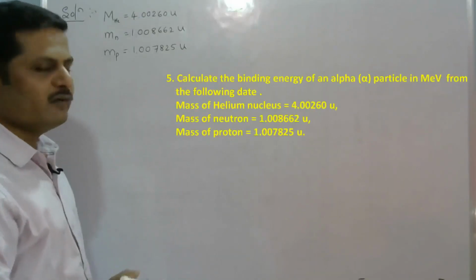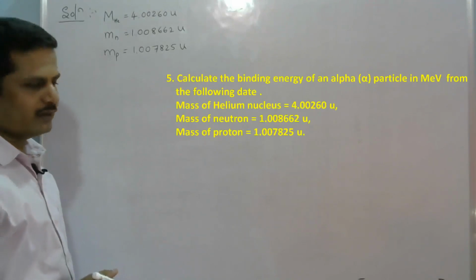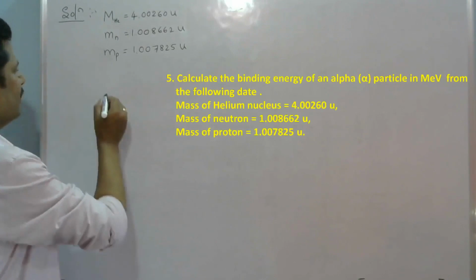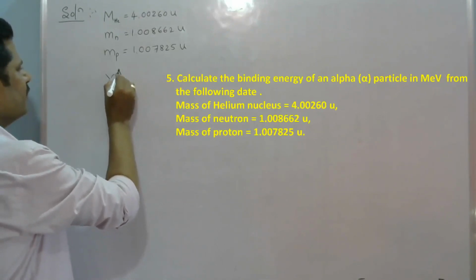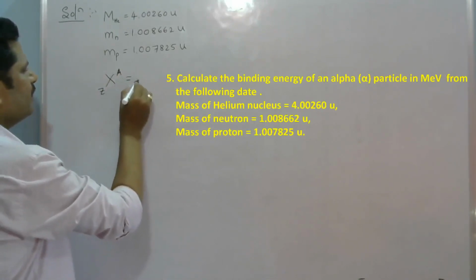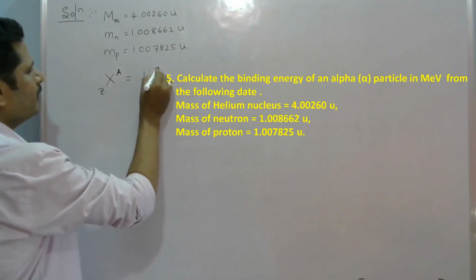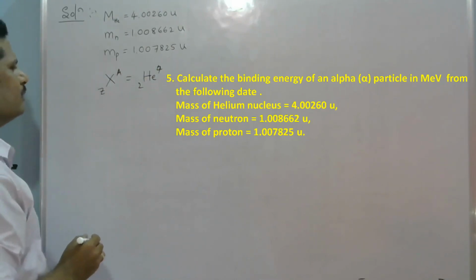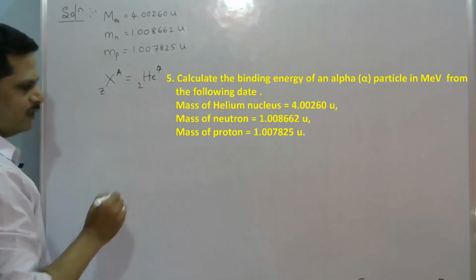In this problem, we need to find out the binding energy of the alpha particle in mega electron volt using the given data. The given element is the alpha particle, that is nothing but a helium nucleus. So mass number is 4 and atomic number is 2. We need to find out the binding energy.